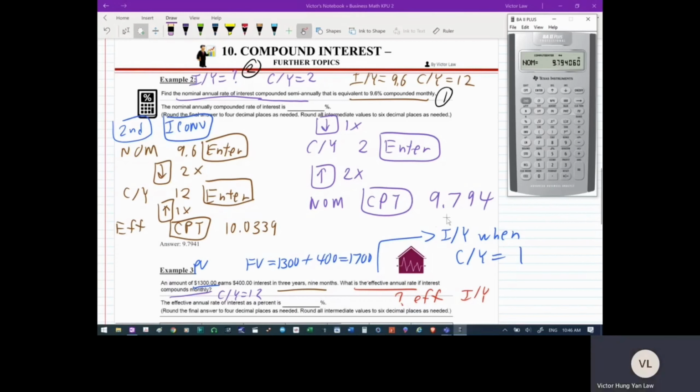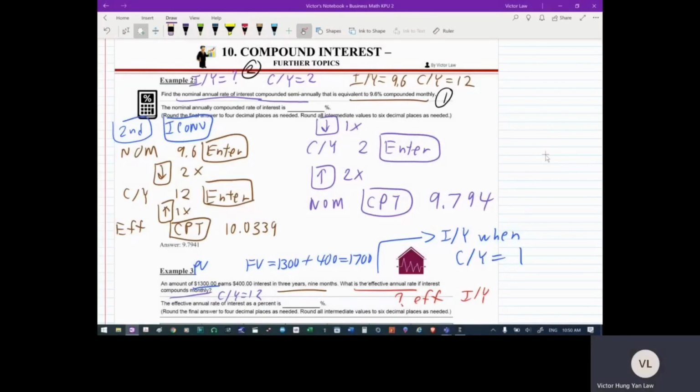Then we press compute, and we're going to get 9.794. That is our nominal interest rate compounded semi-annually, and that interest rate will be equivalent to the 9.6% compounded monthly. Both of these interest rates are equivalent, and they will give you the same rate of return. That's what the equivalent rate means.